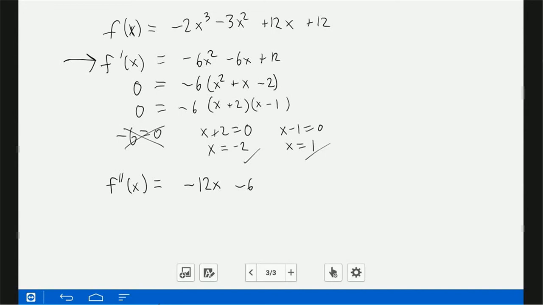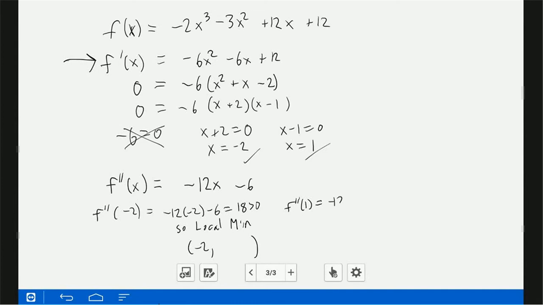We've got these critical values. We need to check them to see what they are. So plug them into the second derivative to determine max or min. So if I plug negative 2 in the second derivative, negative 12 times negative 2 is 24, minus 6 is going to be 18. That's going to be a local max. Excuse me, a local min, I should say. Negative 2, comma, some y value which we'll need to calculate. If I test the other x value here, f double prime of 1, negative 12 times 1 minus 6 is going to be negative 12 minus 6, which is negative 18. That's less than 0, so that's a local max. 1 comma, again, some y value that we'll calculate. Alright, so you've basically got it. You just got to get your y values now.